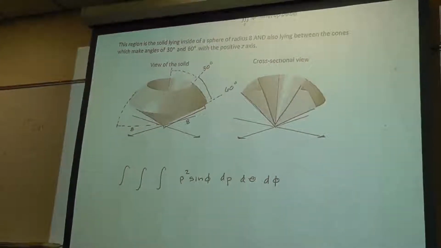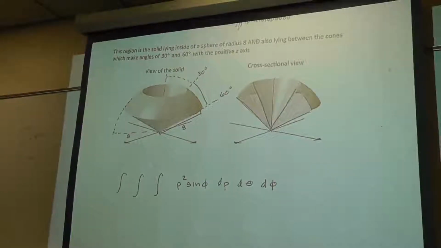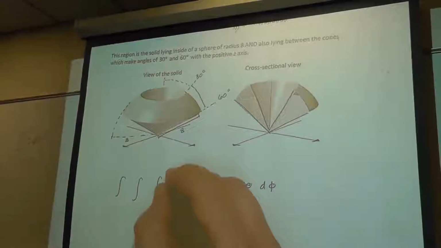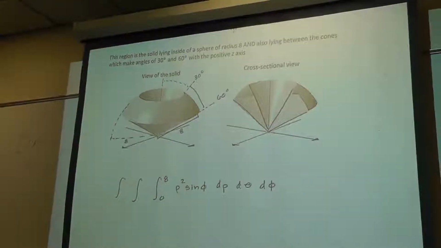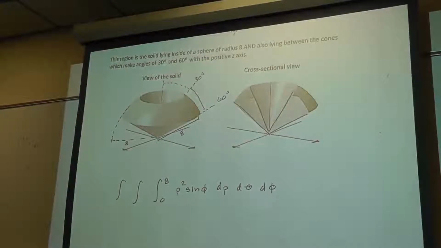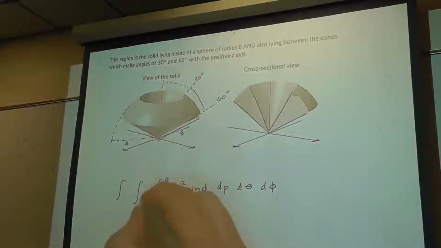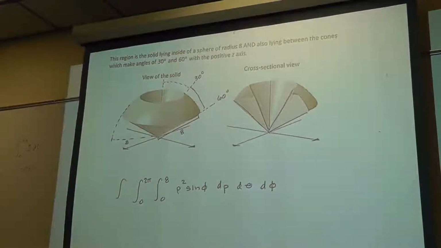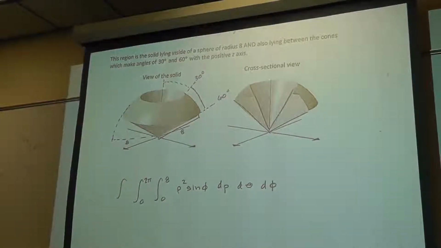Okay. Your rho limits: 0 to 8. Every point from the origin outward to that sphere of radius 8, so that's pretty straightforward. Your theta limits sweep all the way around in that direction, so the most popular theta choice is from 0 to 2 pi. Your phi limits, I guess, are the main thing you want to pay attention to.